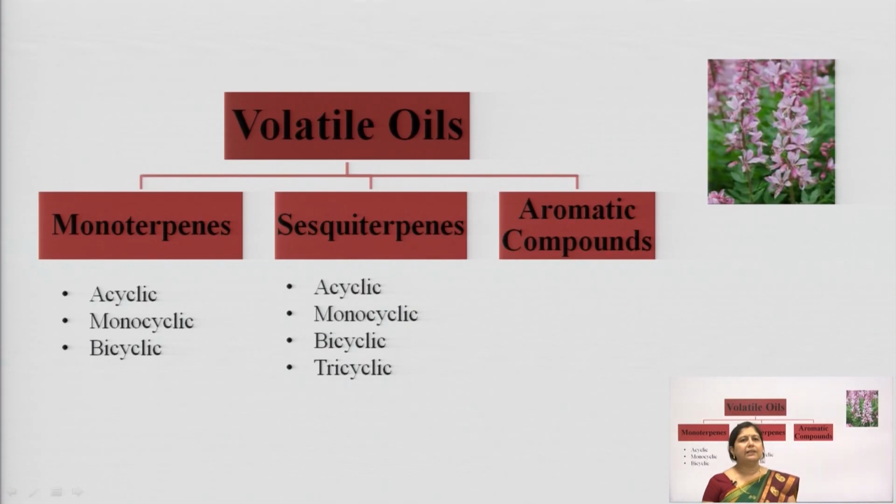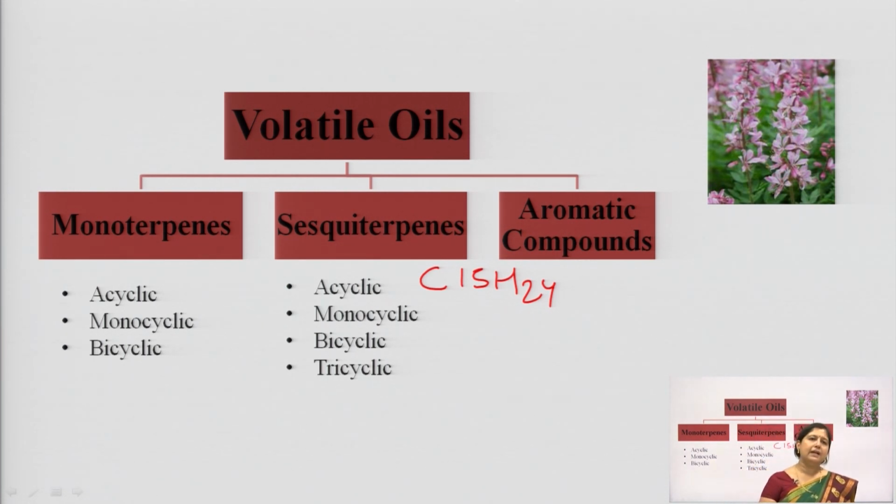So, here we have discussed the different types of volatile oils, which can be monoterpenes. If they are monoterpenes with an acyclic, straight chain structure, we call them acyclic. If they have a single cyclic structure without unsaturation, then we call it monocyclic. If they have two cyclic structures, there can be a complete benzene ring also. If there is a benzene ring, we call it an aromatic compound, but if we have only one or two double bonds, then we call it a bicyclic structure. In sesquiterpenes, we have C15H24, and we can have acyclic, monocyclic, bicyclic and tricyclic structures.